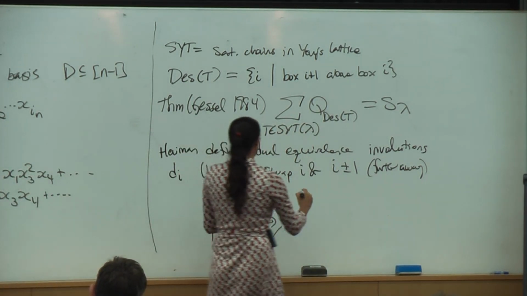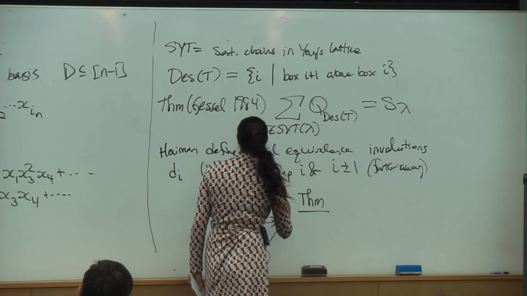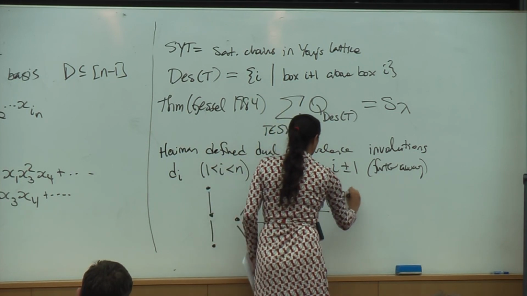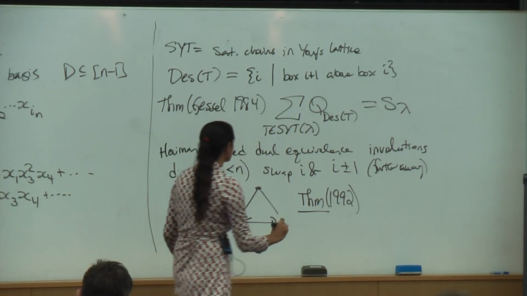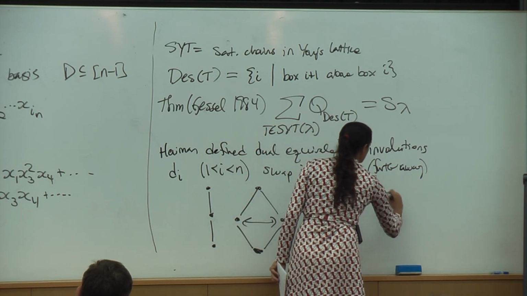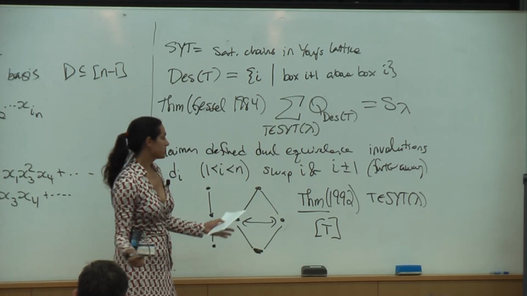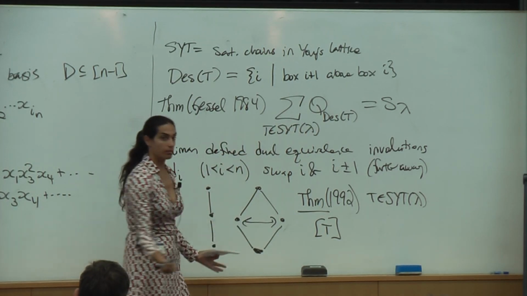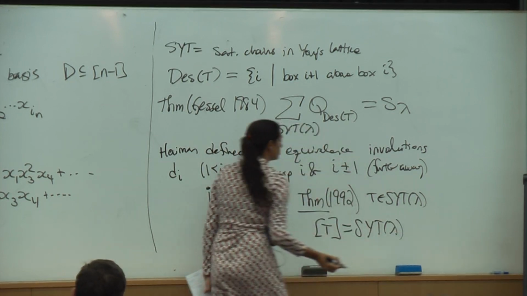And the theorem, which I'll put in here. So the theorem of Haiman's from 1992 is that I can basically do a paradigm shift. His theorem says that the dual equivalence class of a tableau, so if you take T to be a standard Young tableau of shape lambda, then its dual equivalence class is all the tableaux of shape lambda. So it's the whole set.